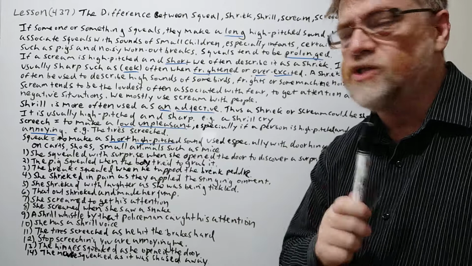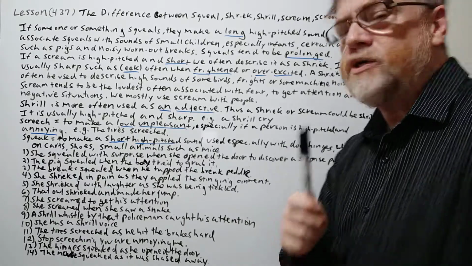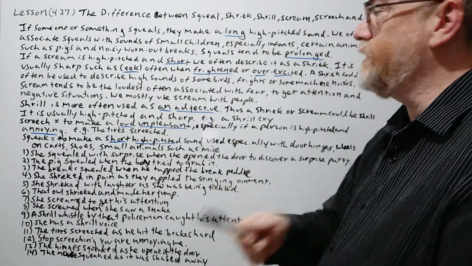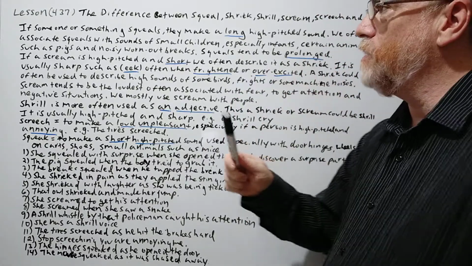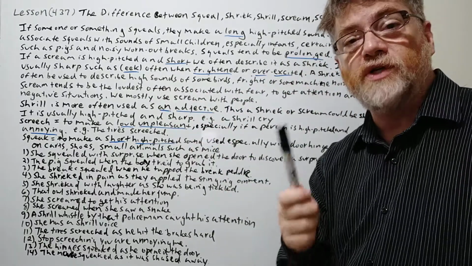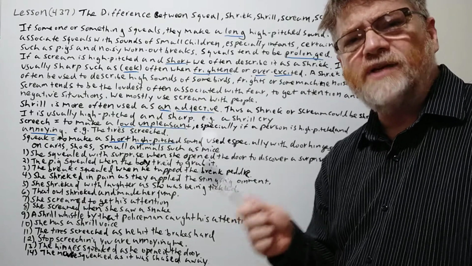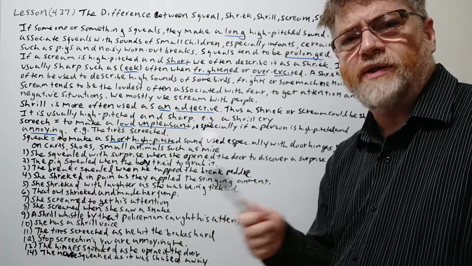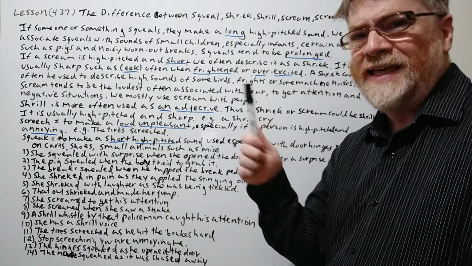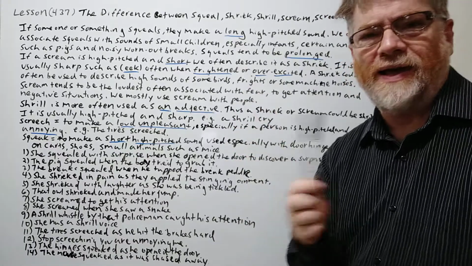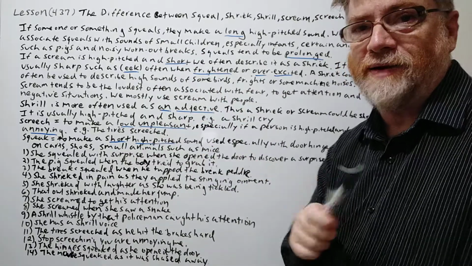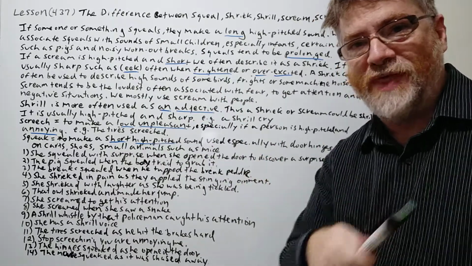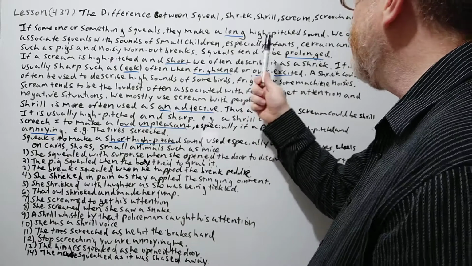Okay, so let's start. If someone or something squeals, they make a long, high-pitched sound. We often associate it with sounds of small children, like little infants. Sometimes when they're rolling around, they go like that. I can't really do it perfect, but something much higher than that. My voice is too deep for that. But basically, that's the idea.